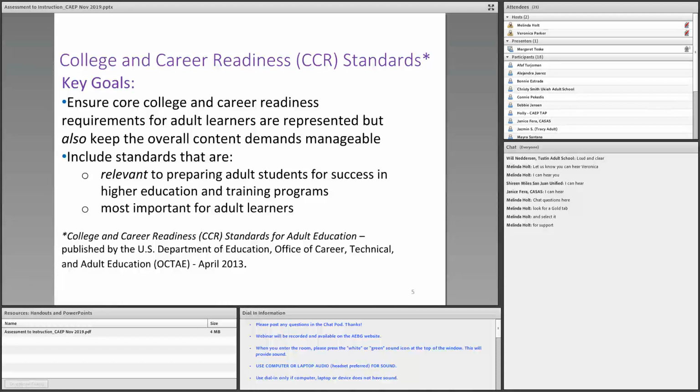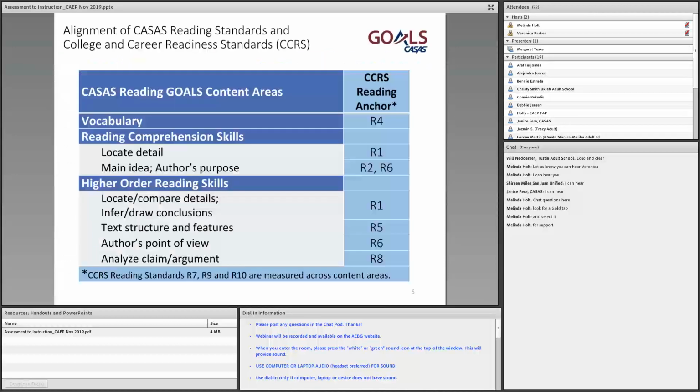When we look at the college and career readiness standards, this should be part of your curriculum at your schools as well. Key goals in the CCRS are that, whatever we're teaching, the overall content demands should include those things that are relevant to preparing adult students for success in higher education and training. And we're looking most for adult learners. These are based on Common Core, which is K-12, but now the college and career readiness standards are for adults. Okay.